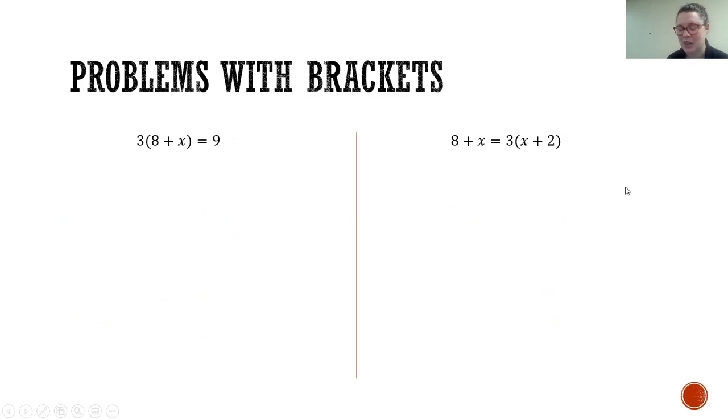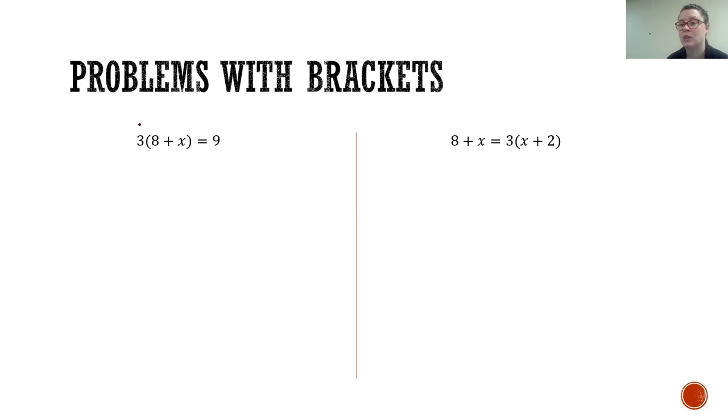Okay, so what happens if we have brackets? If we have brackets, it's not that much more complicated, but we need to know what's called the distributive property. So what that means is this 3, it's 3 times everything inside these brackets, because normally you'd combine this first and then multiply by 3. So you'd multiply everything inside here by 3.